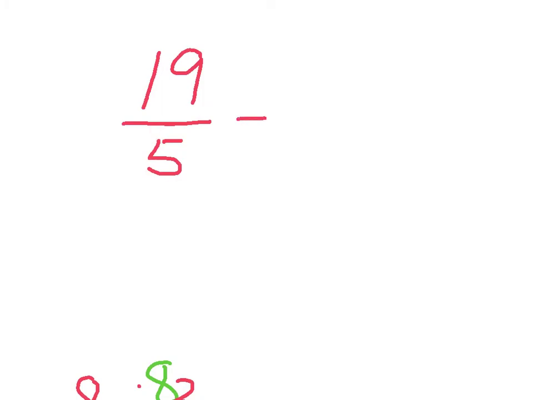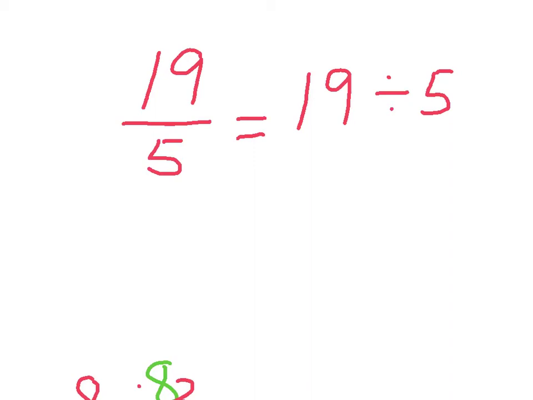Now, remember what we said last time. What's the other way that we can write 19 over 5? We can write 19 divided by 5. Remember, even though they're written differently, they actually mean the same thing. So every time you see this fraction sign, you can just think divided by.